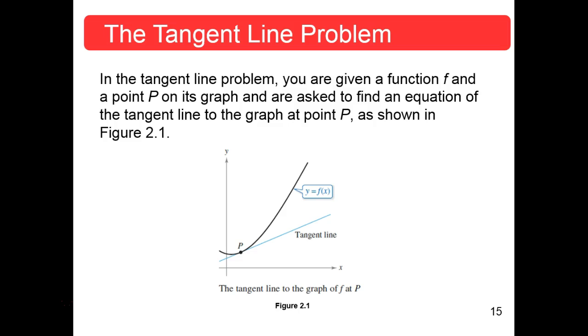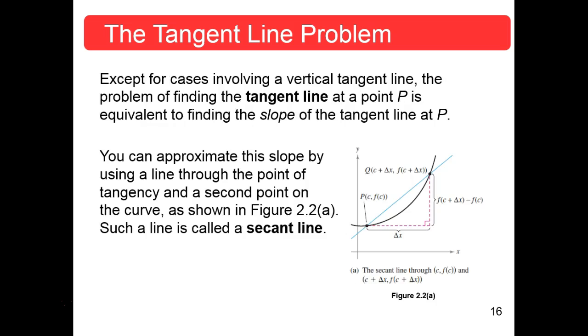We know there is. Look at that. That does have a tangent line. It has a slope, but you can't figure that out unless you know calculus. Except for cases involving a vertical tangent line, that's a real big problem, okay?